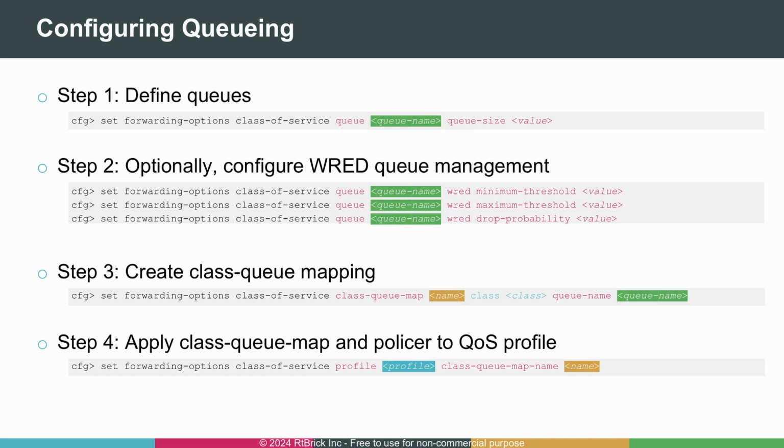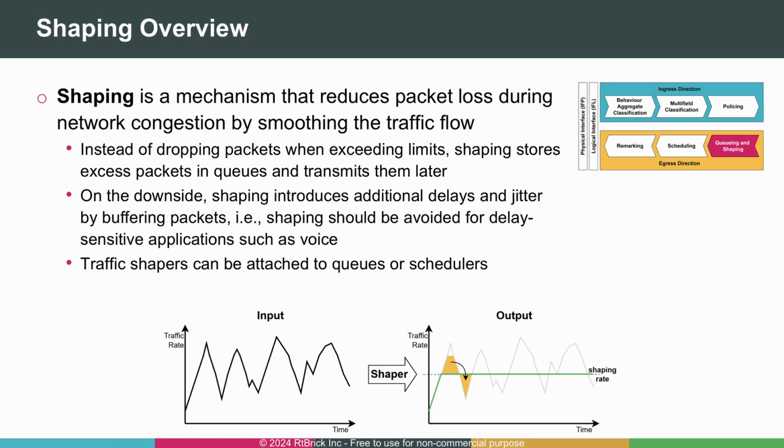This slide summarizes the 3 configuration steps: defining the queues and their sizes, mapping forwarding classes to queues, and applying the class queue map to the QoS profile. Although we skipped the weighted random early detection configuration in the demo, we have included the necessary commands here for your reference. Our next building block is traffic shapers.